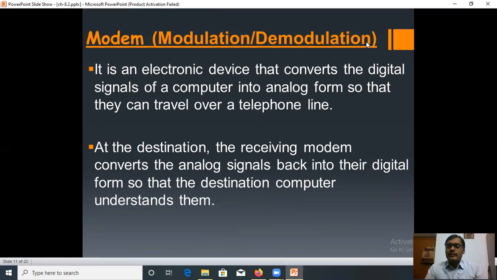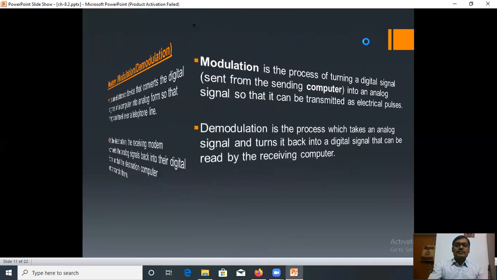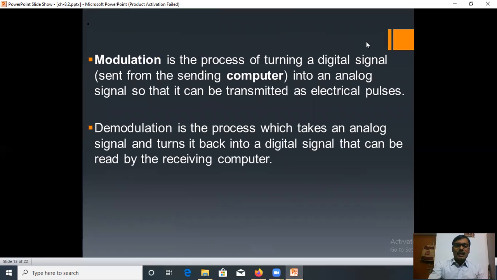So that digital signal of your computer should be converted to analog signal so that it can be transmitted. So the modem converts digital signal into analog signal and it is transmitted through telephone lines. Now at the receiver computer, again the modem converts analog signal into digital form so that the data can come on the receiver computer. Understood? Now coming to the next point, I will explain modulation and demodulation.